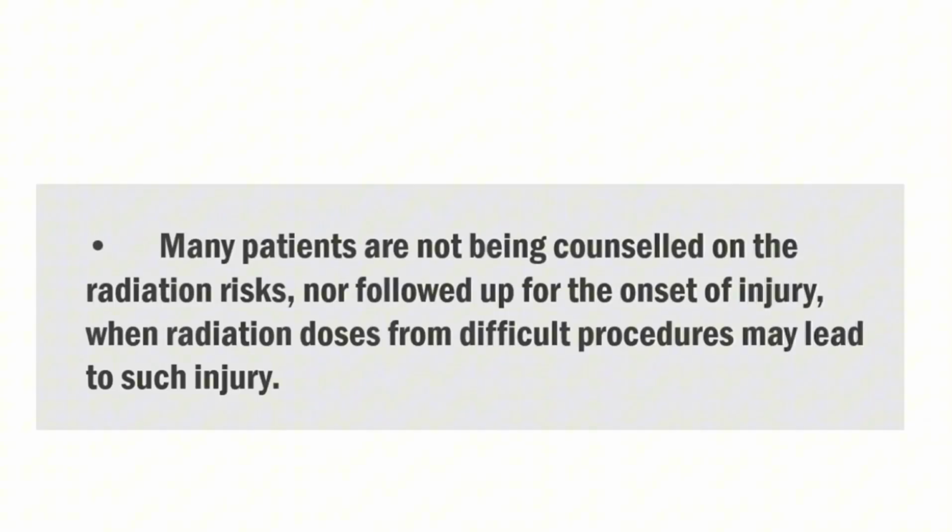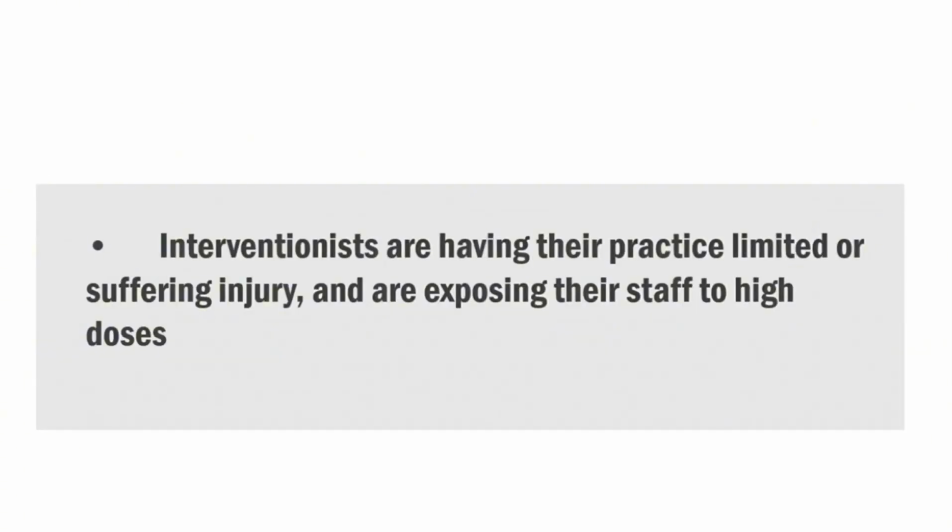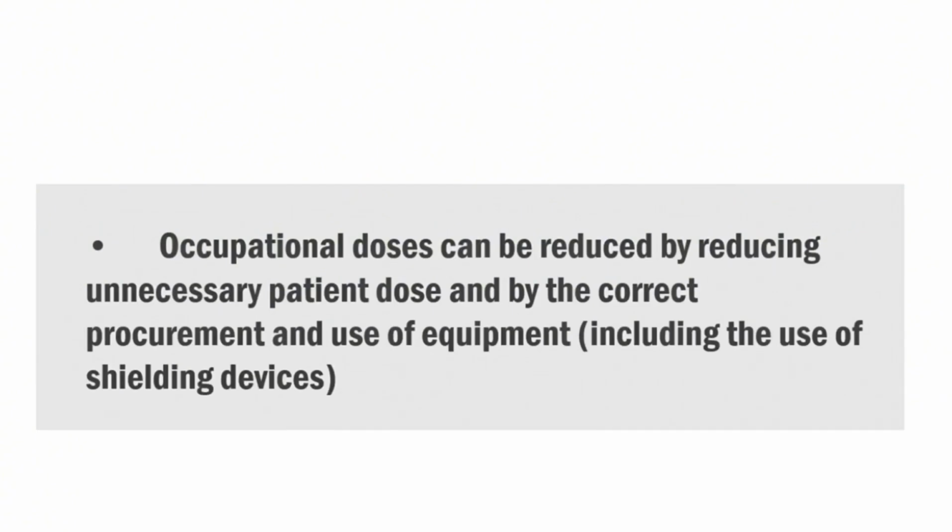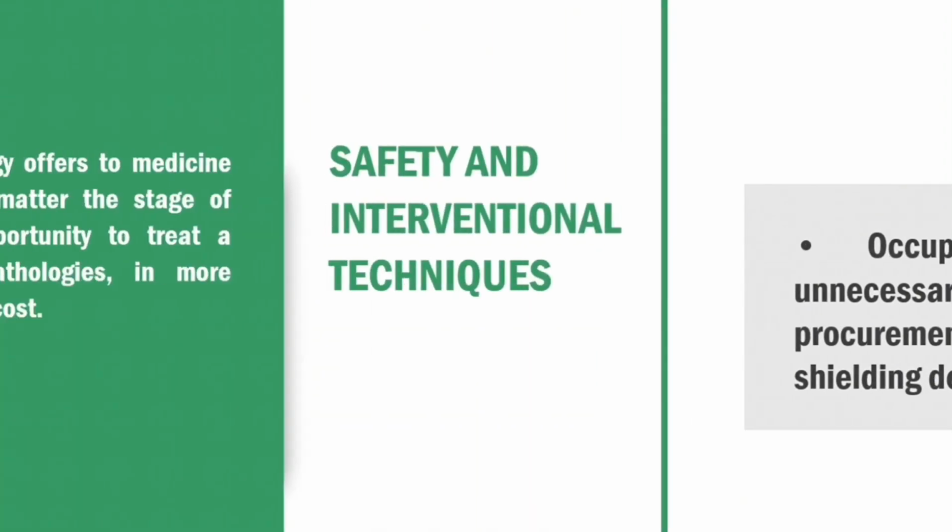Many patients are not being counseled on the radiation risk, nor followed up for the onset of injury, when radiation doses from difficult procedures may lead to such injury. Interventionists are having their practice limited or suffering injury and are exposing their staff to high doses. Occupational doses can be reduced by reducing unnecessary patient dose and by the correct procurement and use of equipment, including the use of shielding devices.